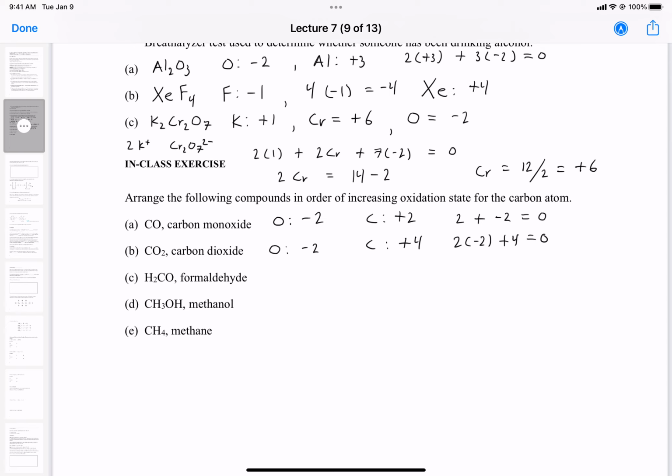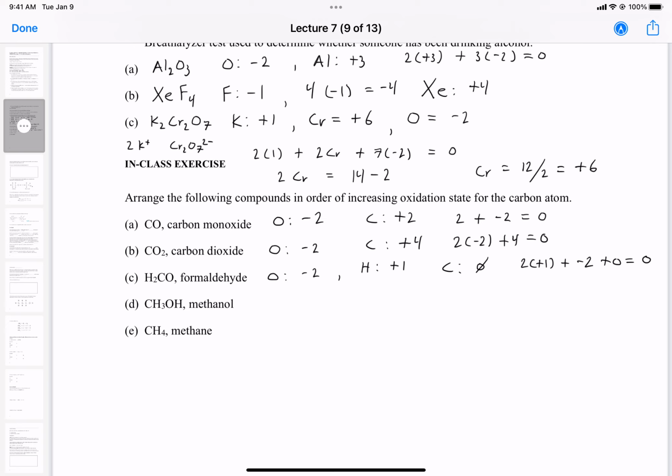All right, how about formaldehyde? So oxygen, still -2. Hydrogen in this case will be +1. And then carbon here, let's see here. We have 2 hydrogens, right? So we have 2 times +1 plus -2. So that must mean carbon should be 0. And so in this case, carbon is 0.